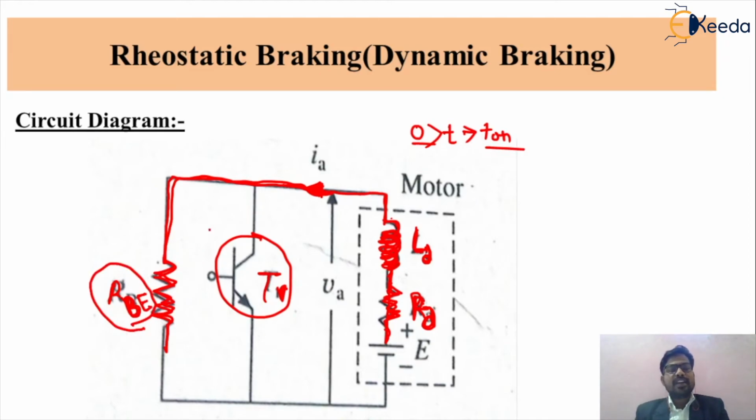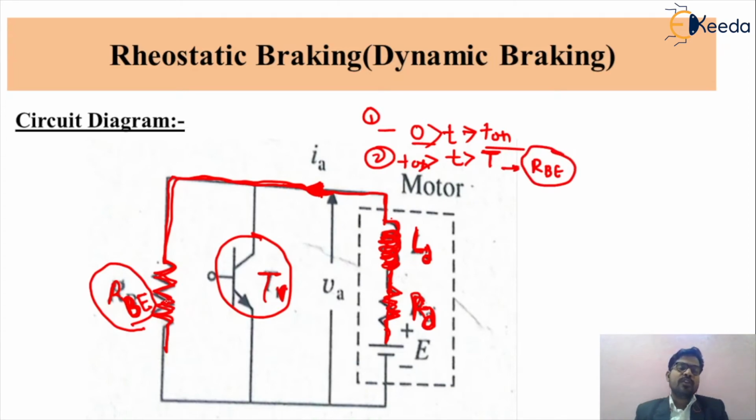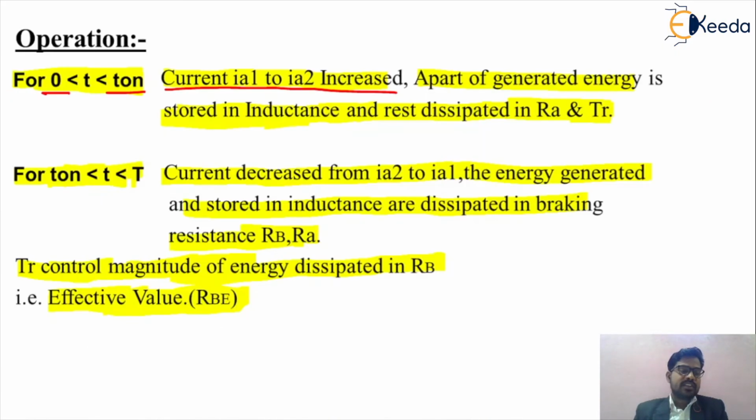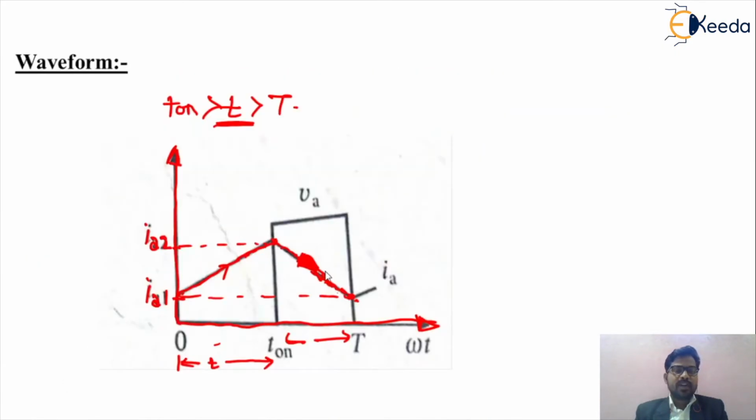It is the effective value of the braking resistors, because in the second operation, when T is T on, that is the time period T on to the total time period T, this will be operation number first, and this will be operation number second. So what will happen in that particular period? We are getting the value of RBE. RBE is the effective value of your braking resistors. Now we can see the same concept in concern with that particular diagram.